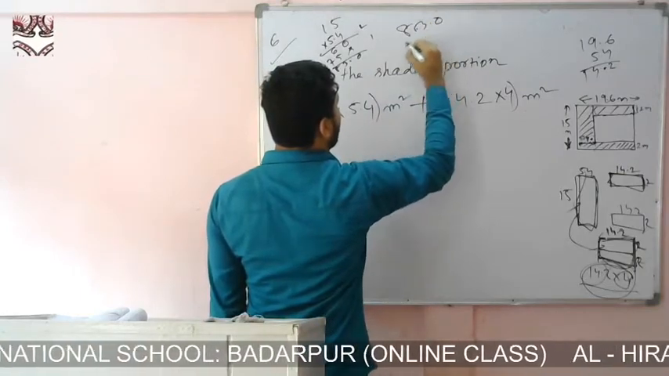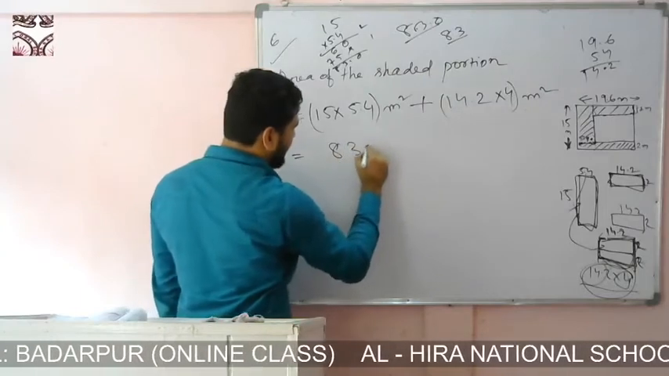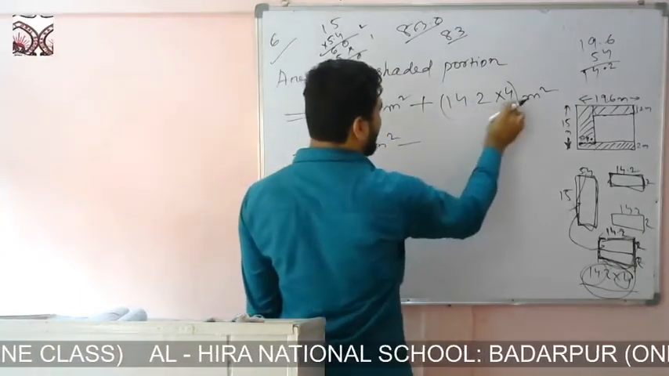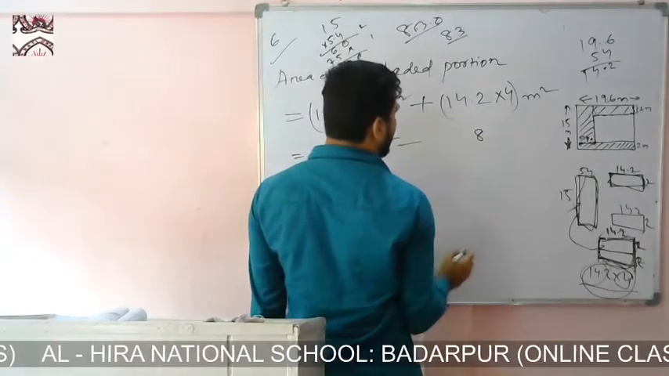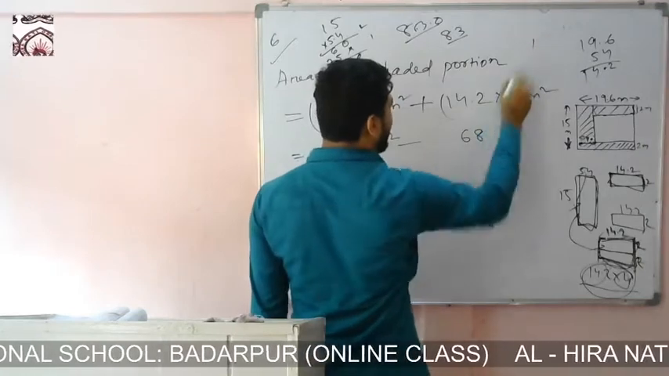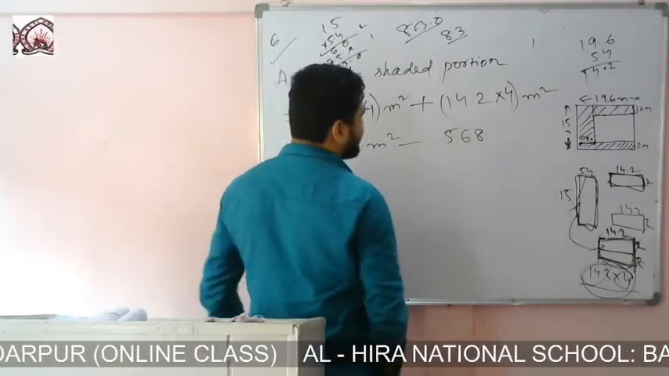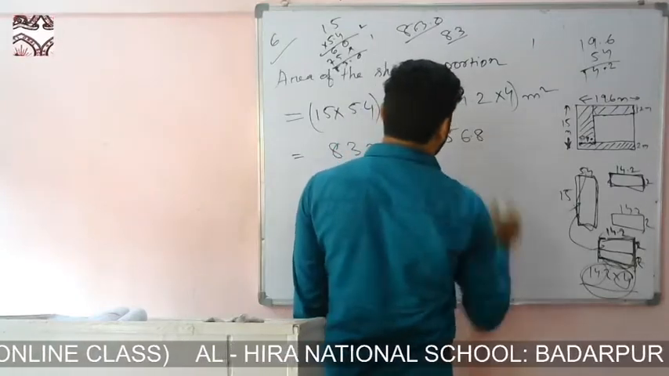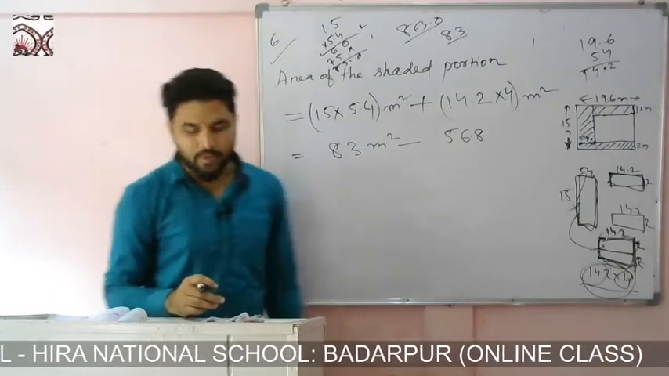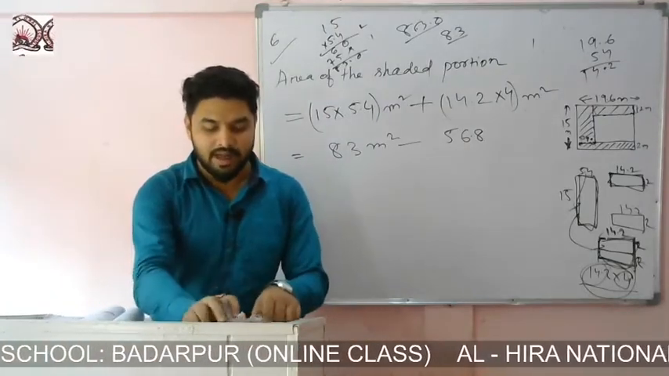83.0, then I can directly write 83. Here I can write 83 meters square. Minus, you multiply this one: 4 twos are 8, 4 fours are 16, and 1, 4 ones are 4, and 1, 5. 56.8. Okay, now you subtract this, then you will get the answer.